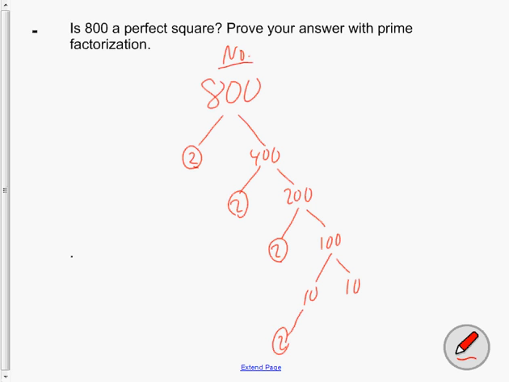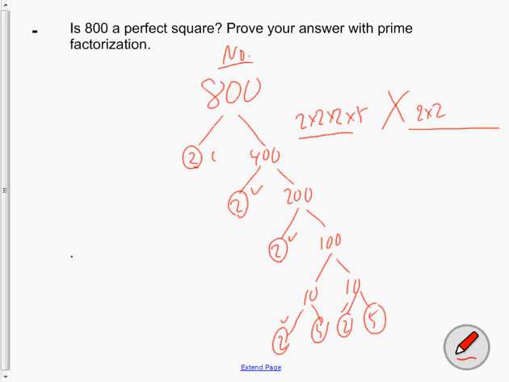Or 2 times 2 times 2 times 2 times 2 times 5 times 5 is another way to get 800. And if I break these into two parts, so I have 1, 2, 3, 4, 5 2s and 2 5s, and if I was to rearrange those into two equal groupings, I can't make two numbers that are the same. I could put 3 2s on this side and 2 2s on this side and 1 5 on this side and 1 5 on this side. But no matter how I rearrange them, I can't make two identical factors. So therefore, it is not a perfect square.